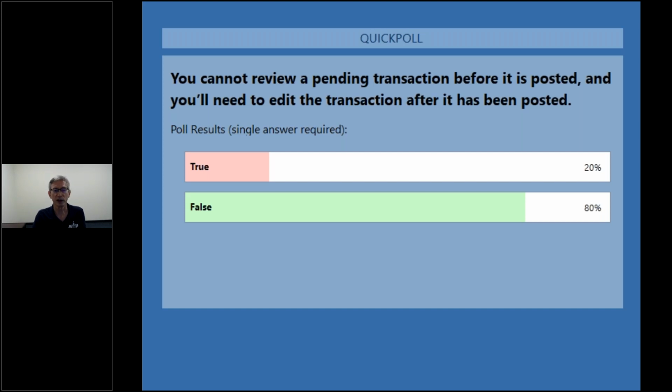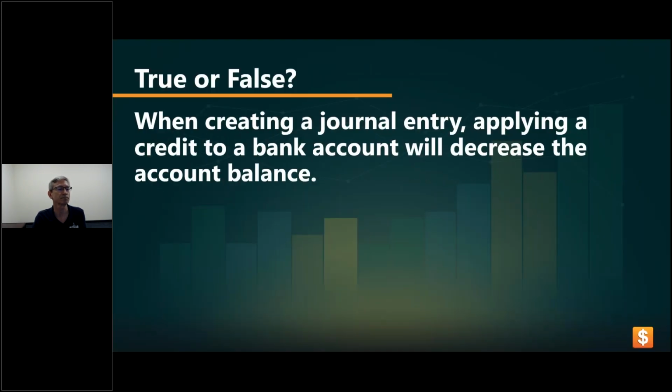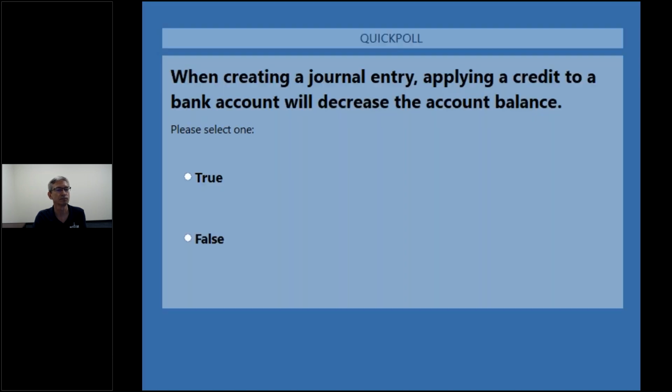Next question, true or false? When creating a journal entry, applying a credit to a bank account will decrease the account balance. Is that true or false? When creating a journal entry, applying a credit to the bank account will decrease the account balance. And if I showed you our debits and credits increasing and decreasing chart, I would give the answer away. So this is all just kind of working on your memory here.